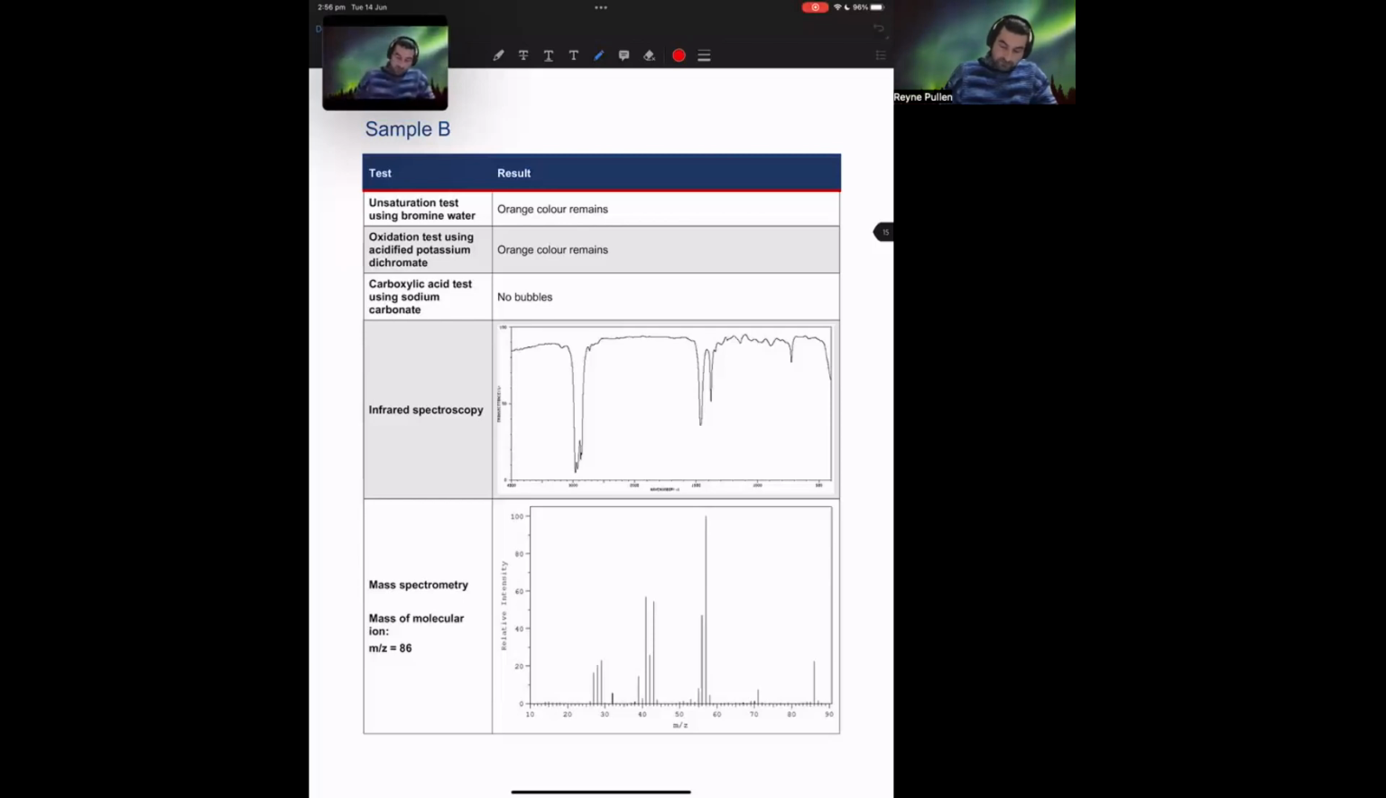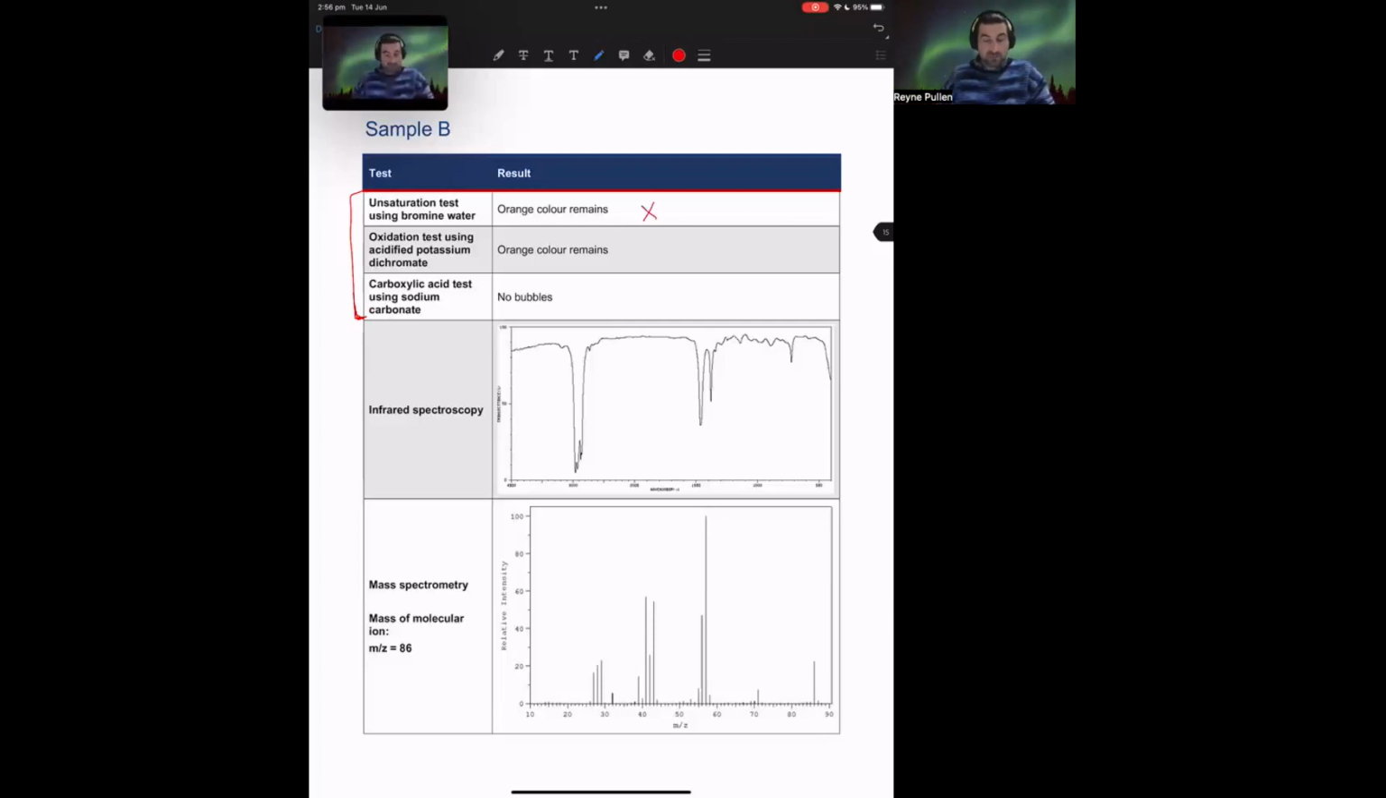Now, first of all, we can see here our 3 tests, okay? And this is just a great little first thing to check. It's experimental evidence. This is a really good way to double check what we'll later start to try and interpret out of the different types of spectroscopy we look at. Now, first of all, for an unsaturation test, we're looking to see if there are any double or triple bonds present, and there are none.